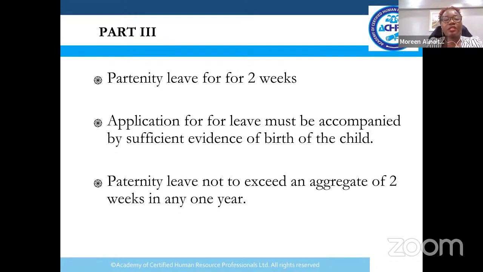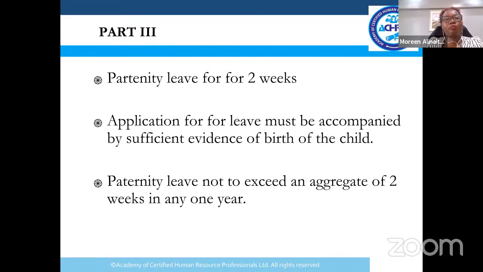So somebody cannot just come and say, I am taking paternity leave because I have a child, and they provide no evidence. No, they must provide evidence that this child has been born. What do we have? When a child is born these days, you're given a birth notification.